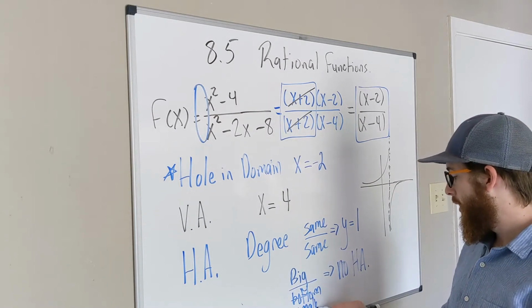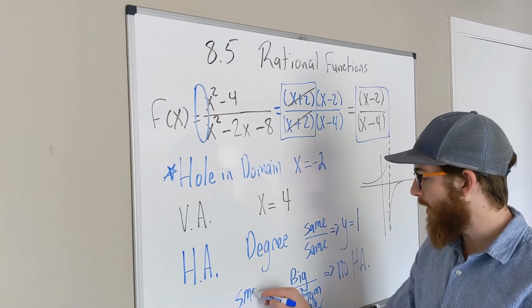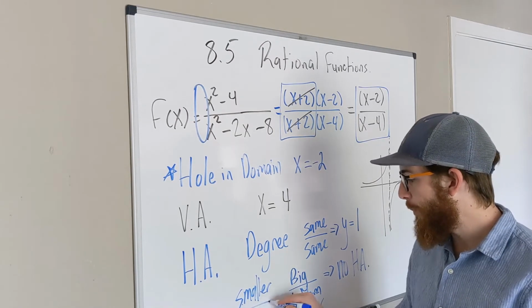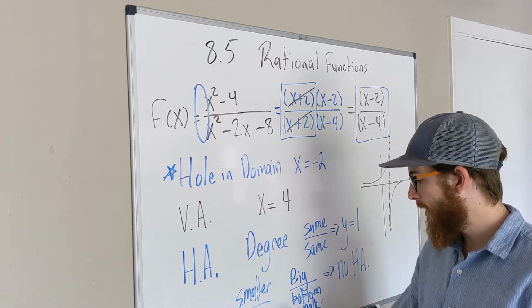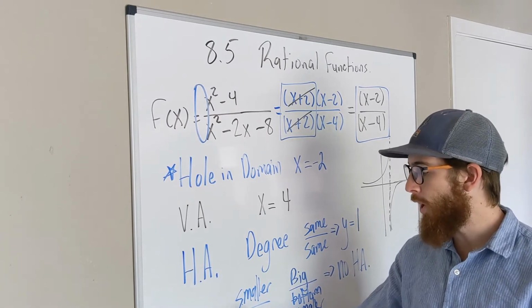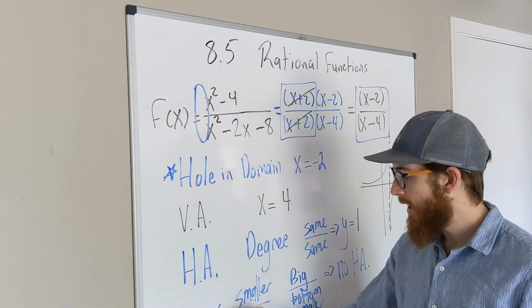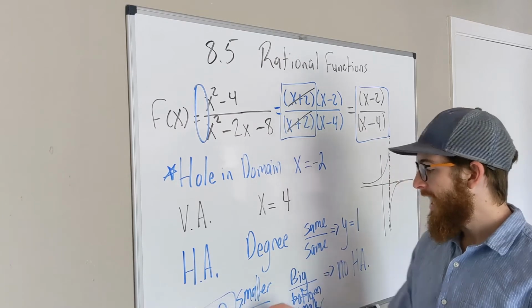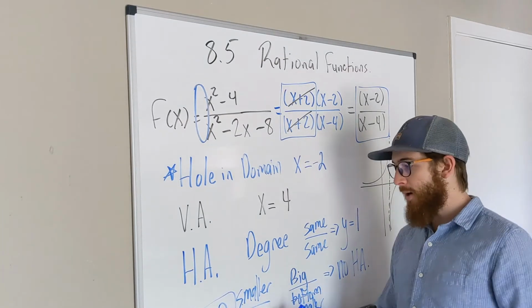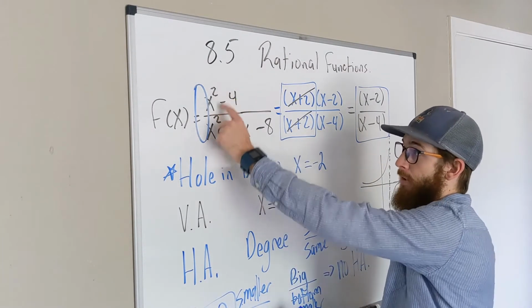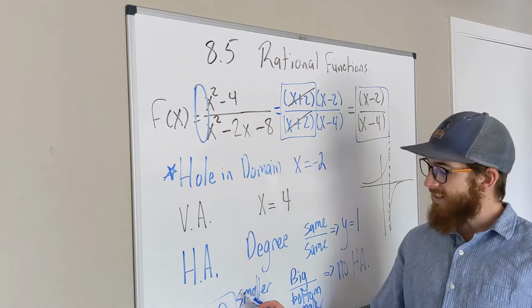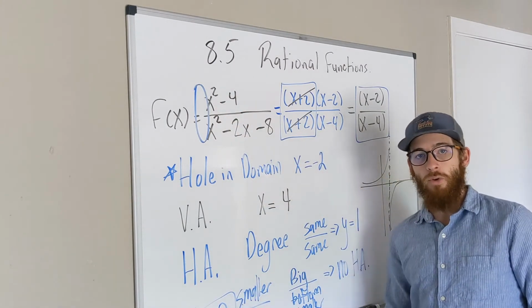Okay, if the top is smaller and the bottom is bigger, then the horizontal asymptote 100% of the time is y equals 0. Okay? If the top is smaller and the bottom is bigger, the degree, remember we're talking about the degree here, if that is the case, it's always equal to 0.